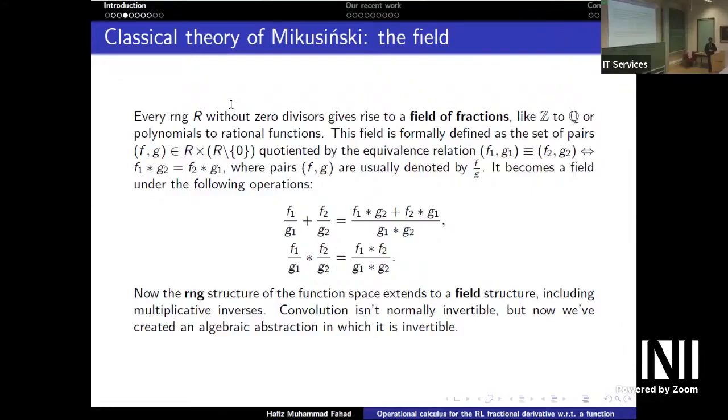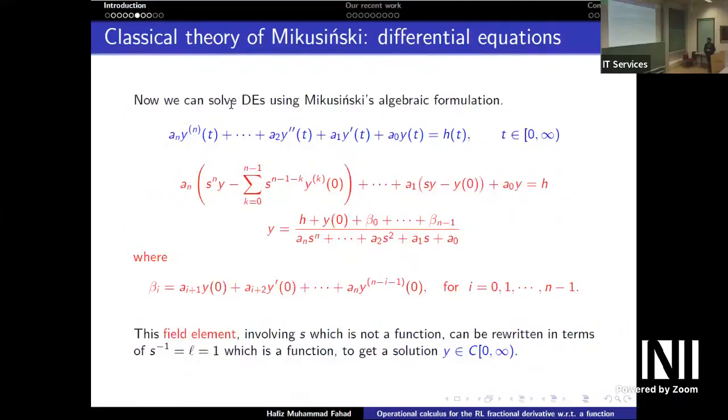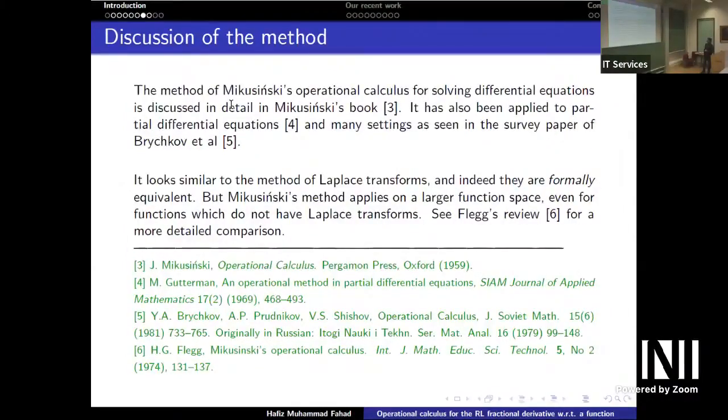And can we solve PDEs with the help of this operation? I have mentioned some references. Yeah, reference number 4. Here, in reference number 4, the authors use the classical Mikusiński's operational calculus approach for solving some partial differential equations.